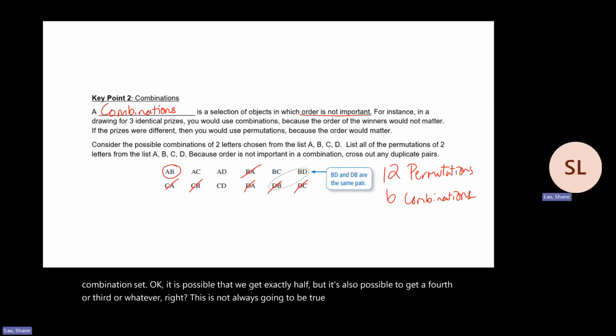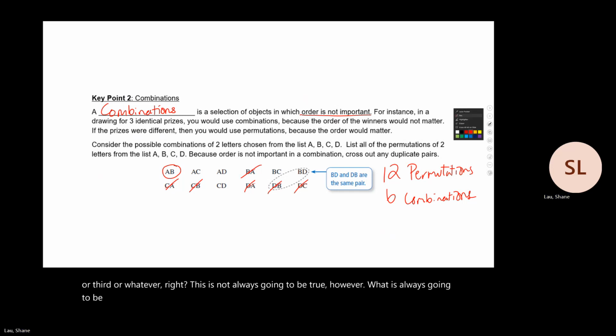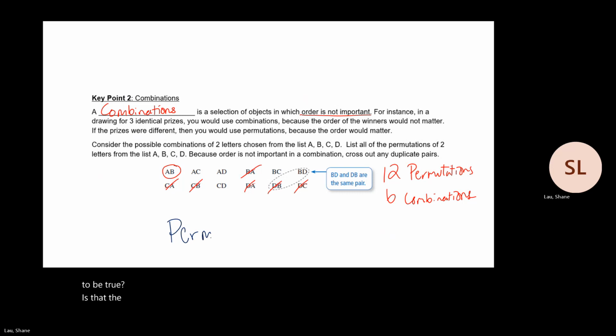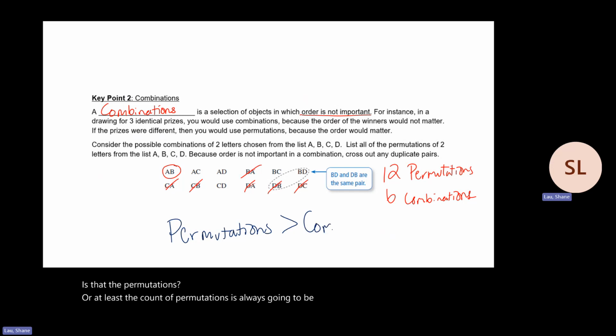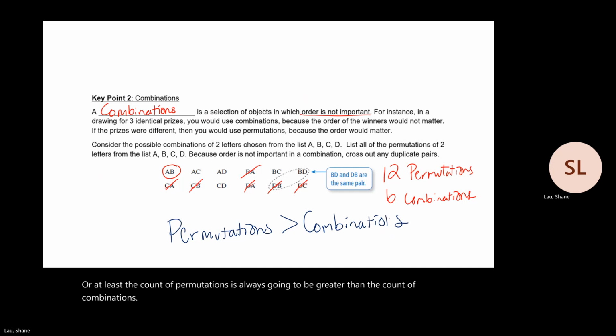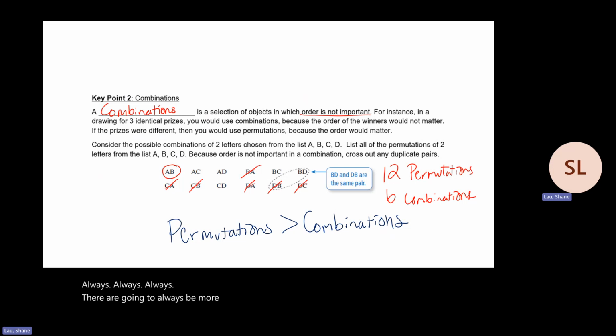However, what is always going to be true is that the permutations, or at least the count of permutations, is always going to be greater than the count of combinations. Always, always, always. There are always going to be more permutations than there are combinations. And that's the next thing I want you to go with.